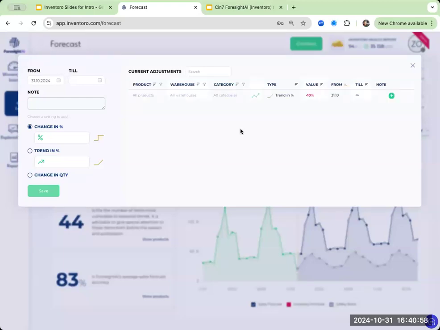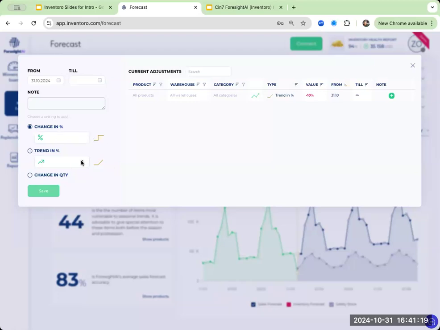This wouldn't necessarily be your month-over-month growth or your year-over-year growth. That's something that Foresight AI is already tracking, but this would be changes in business, such as a change in percentage like this, where it's more of a spike, would be something like a marketing campaign where you have a big push of a sale where you're probably going to be selling a lot more.